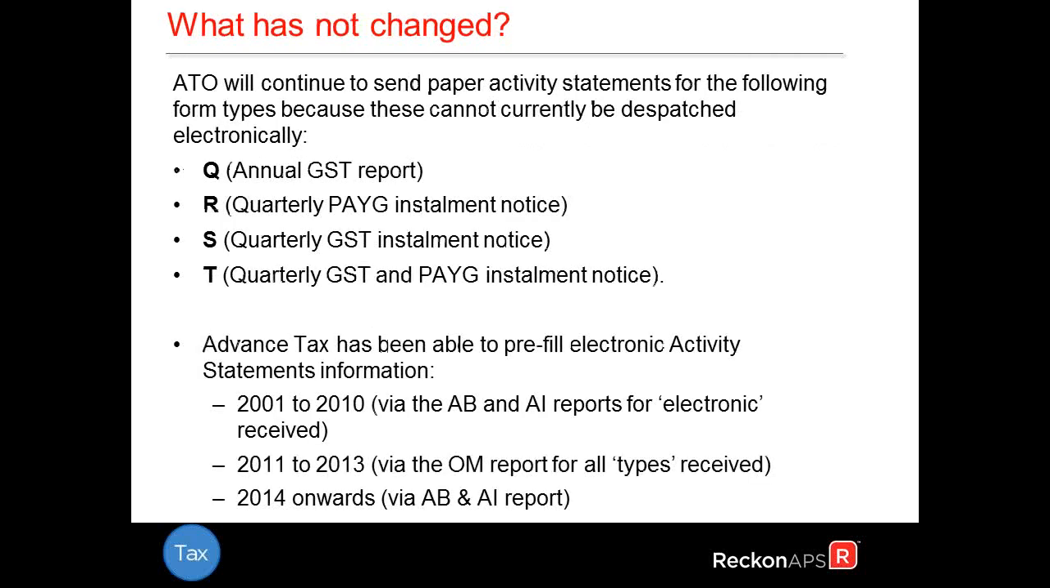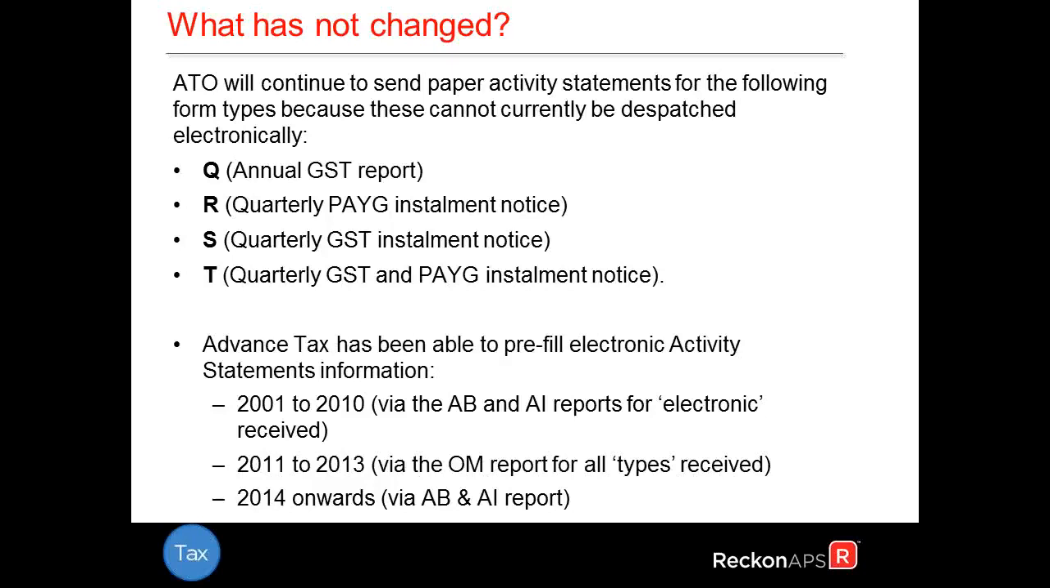What has not changed? The ATO will continue to send paper activity statements for the following form types because these cannot currently be dispatched electronically. These are ATO terminology, so forms Q, R, S and T, which are your annual GST report, your quarterly PAYG instalment notice, your quarterly GST instalment notice and your quarterly GST and PAYG instalment notice as well.